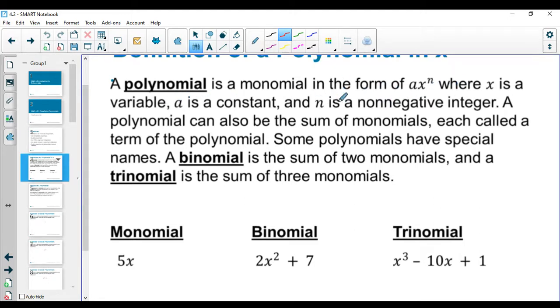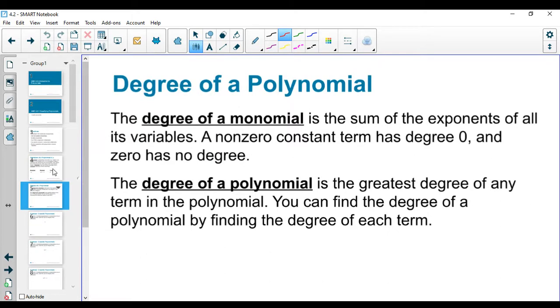The big thing is n is a non-negative integer. So that means a positive integer. I don't know why they didn't just say positive integer, but they decided to say non-negative. So n equals 0 is okay as well. So you can't have negative exponents.